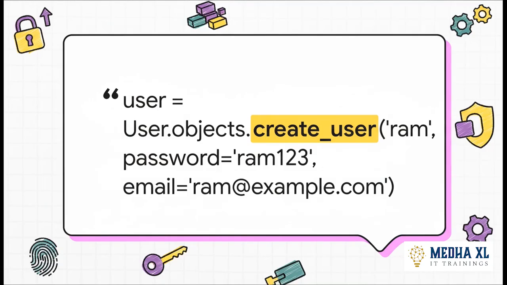Creating a user is just beautifully simple. Look at this. A single line of code using the create_user method is all it takes. But the real magic, that's happening behind the scenes. Django never saves RAM123 as plain text. Nope. It automatically scrambles it into a secure hash before it even thinks about touching the database. We'll get into exactly how that works in just a minute.